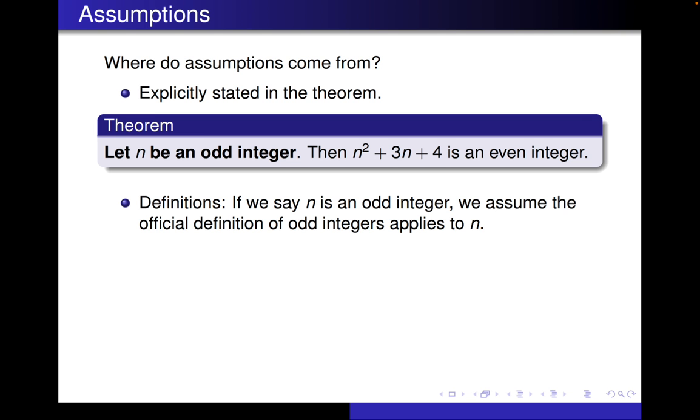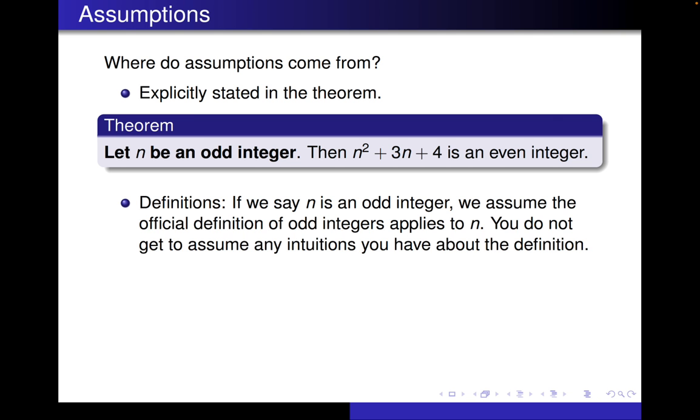However, what it does not say is that you get to use any intuitions you have about the definition. If you have some special insights about odd integers that you want to use in your theorem to justify some of the things you say, you can't just assert them because you are a math genius or whatever. It's not to say you can't use them, but if you want to use them, you have to prove them first.